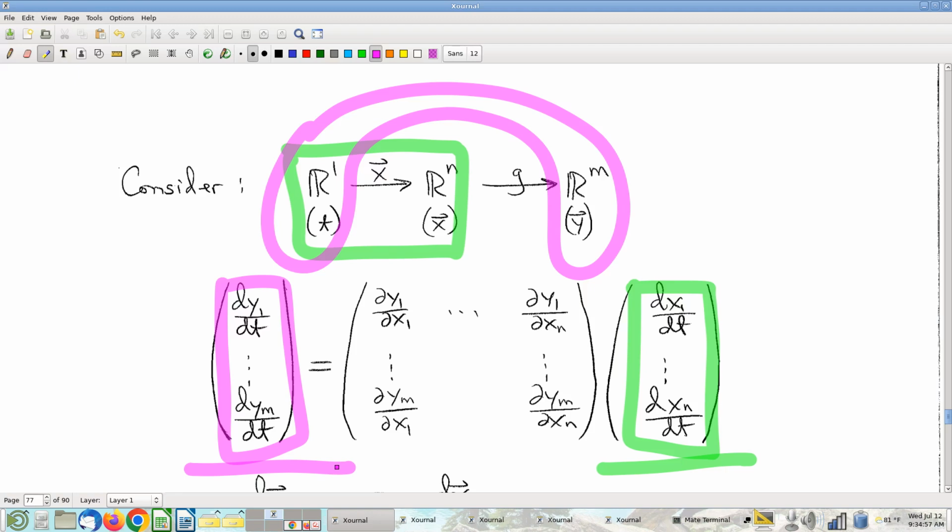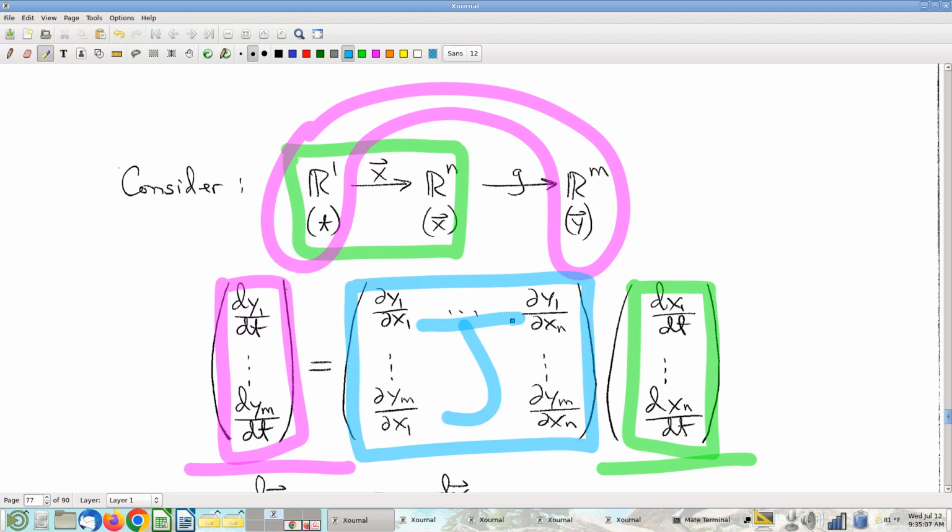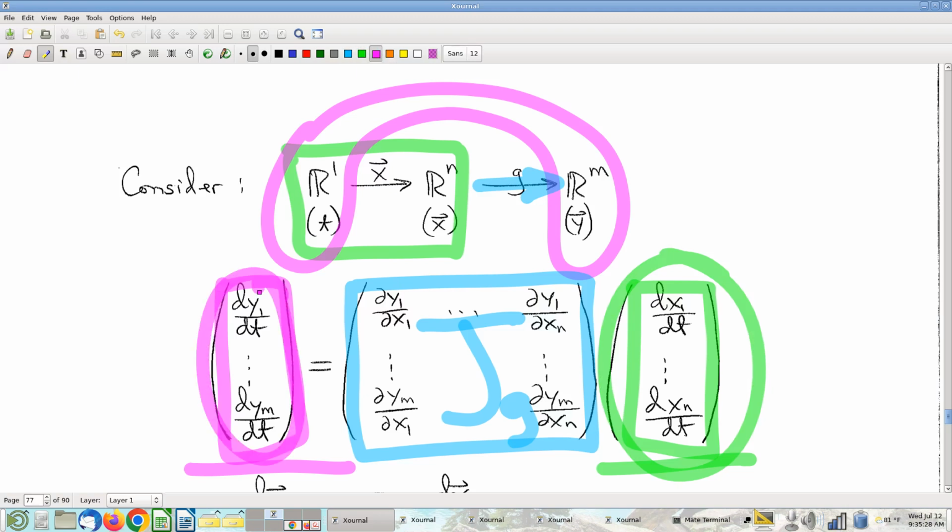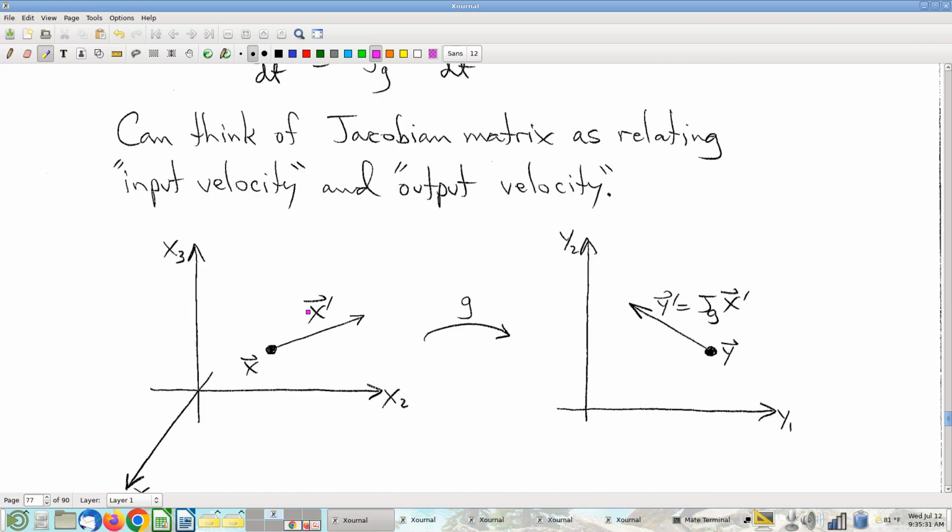So this gives us what I'm going to call a really powerful interpretation of what this matrix is. This matrix, again, our notation for this is the Jacobian J, capital J, representing all the partial derivatives of that function. That Jacobian matrix multiplies by input velocity and gives you, as a result, output velocity, which I'm going to draw in a picture here.